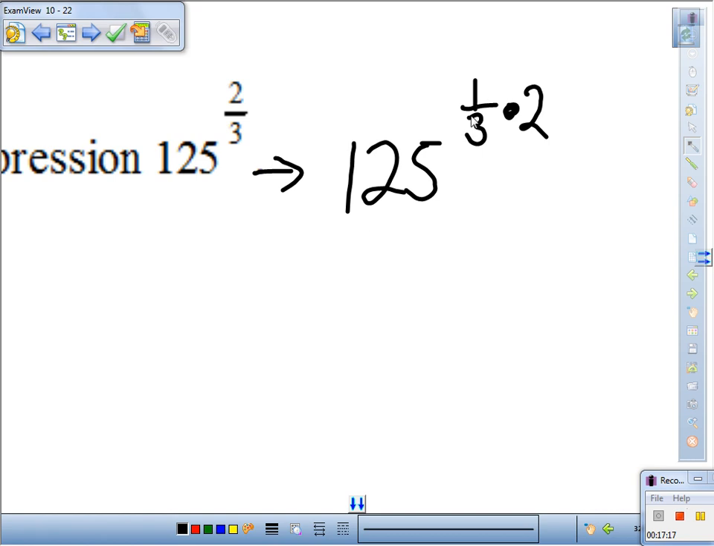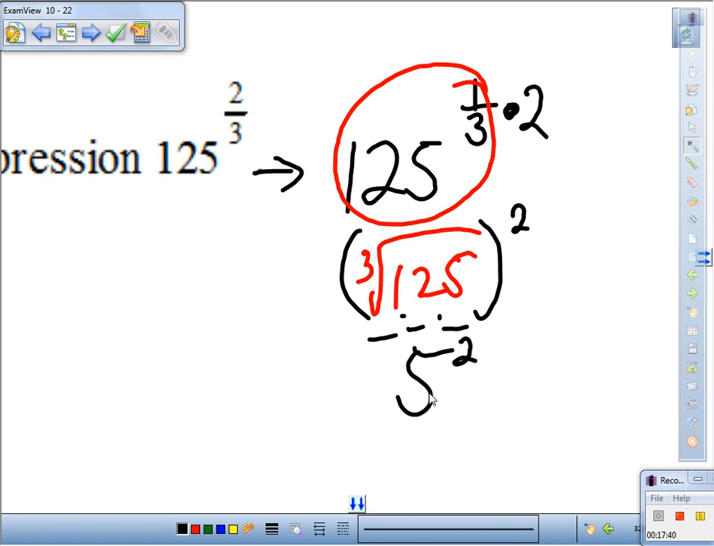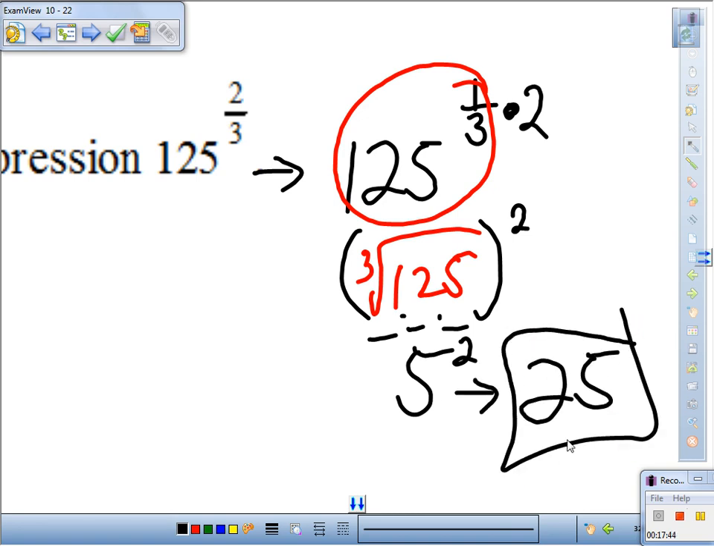Why did we change it like this? Because we know how to do radicals using a numerator of 1. So therefore, this becomes cube root of 125. This we raise to the 2nd power. Therefore, what number times itself 3 times give us 125? 5, bring down the power of 2. What is 5 squared? 5 times 5 is 25. Most of you got that one correct, so I'm moving on. Number 11.